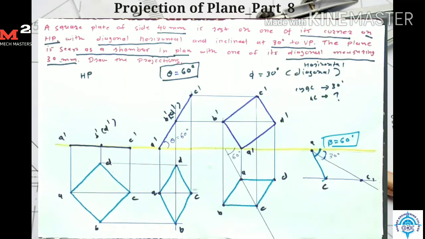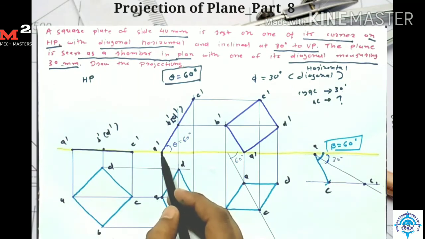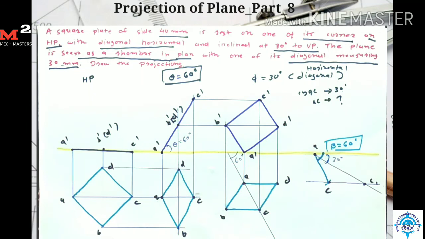Before ending, I just check that here the plane is resting on a corner. So I check whether point A is always on the reference line or not. In the first stage point A dash is on the reference line, in the second stage point A dash is on the reference line, and in the third stage point A dash is on the reference line. So here I complete this problem. Thank you.